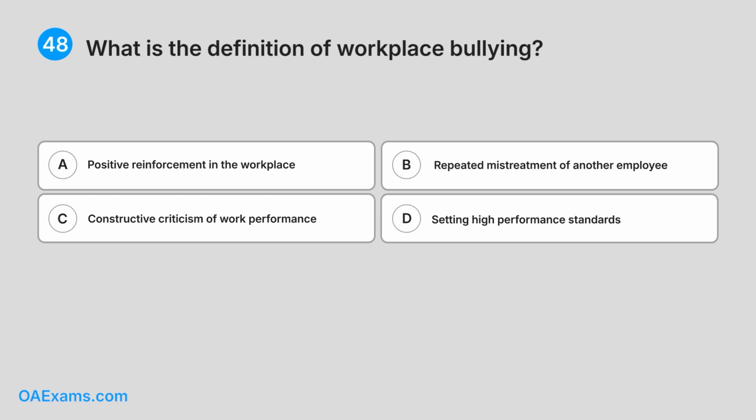48. What is the definition of workplace bullying? A. Positive reinforcement in the workplace. B. Repeated mistreatment of another employee. C. Constructive criticism of work performance. D. Setting high performance standards. Can you guess the answer?